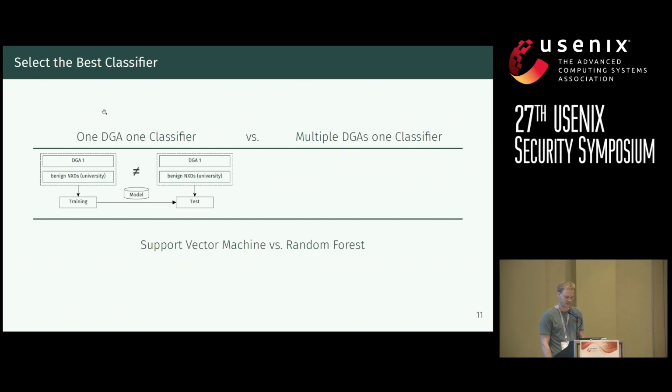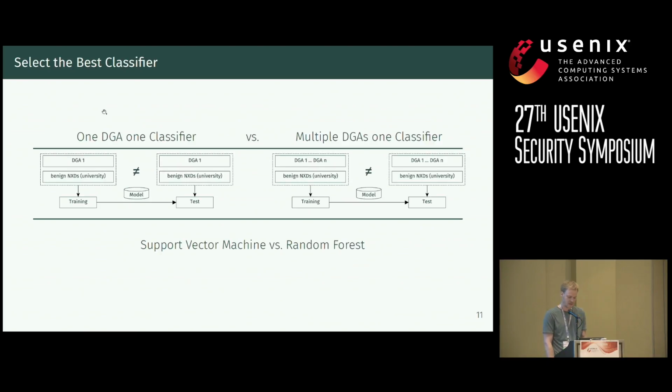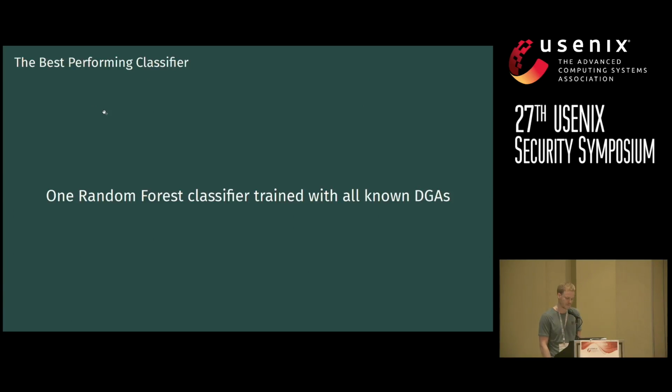The second scenario assumes that we use 1 single classifier trained with domains of multiple different DGAs. And this could, for example, look like this. We train our classifier using domains from DGA1 to N, combined with benign NXDs from the university network, and then perform classification on different domains of the same DGAs and benign NXDs from the university network. The result of this search for the best classifier was that the best performing classifier is a single random forest classifier trained with all known DGAs.